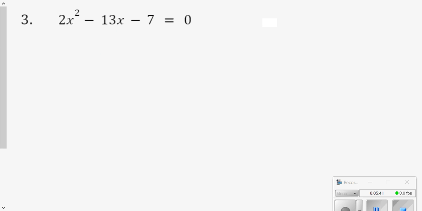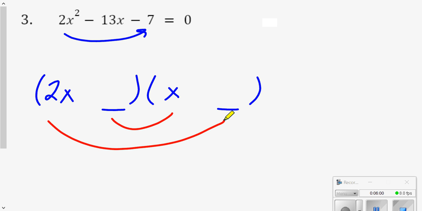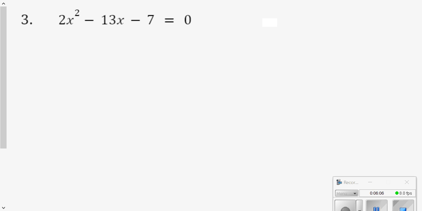Okay, in our next problem, this has a leading coefficient that is not 1. So in this case, some of you might be able to just write out parentheses and say, okay, well, 2x times x makes 2x squared. And then think about numbers that multiply to 7. Think about this and this combining to make negative 13x. If you can do it thinking through it, that's just totally fine. But a lot of us maybe have a hard time doing that.